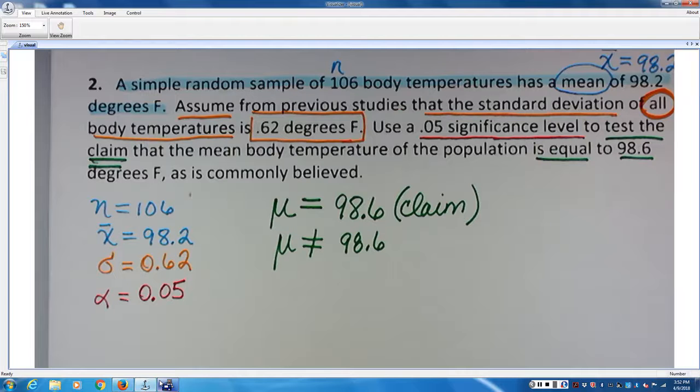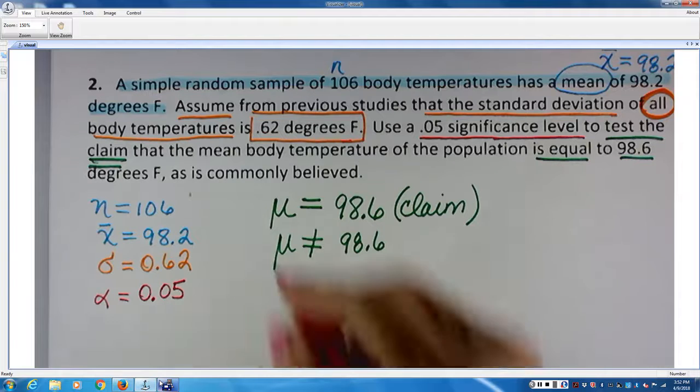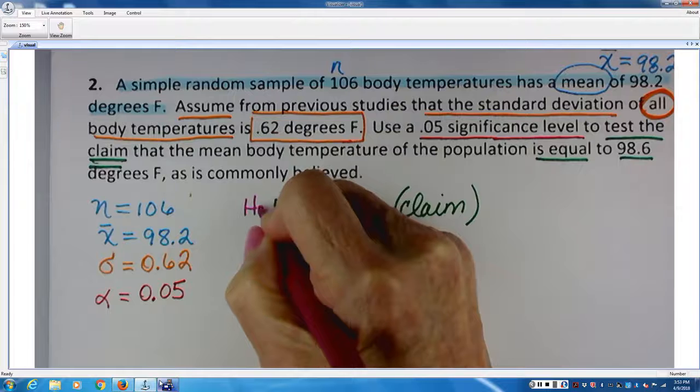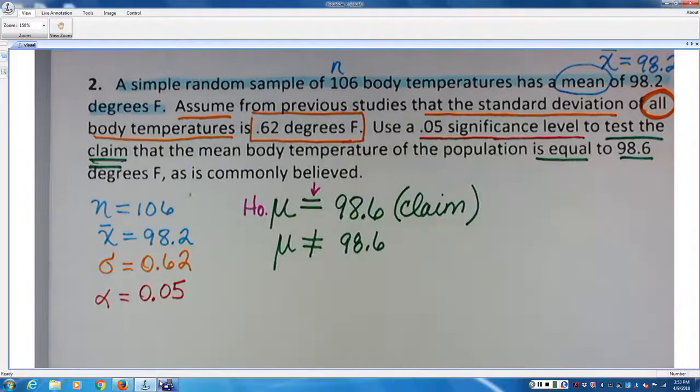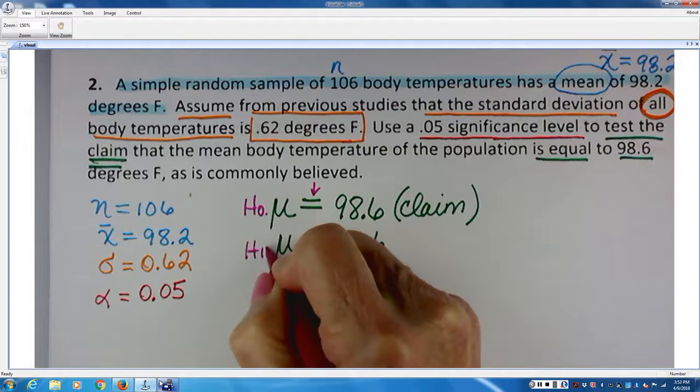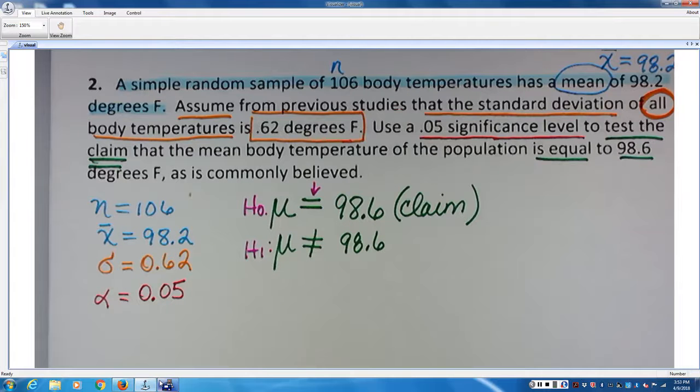Which one is the claim, H0 or H1? It's H0. And that's why right there. Which leaves the other one to be H1. And they cannot both be true.